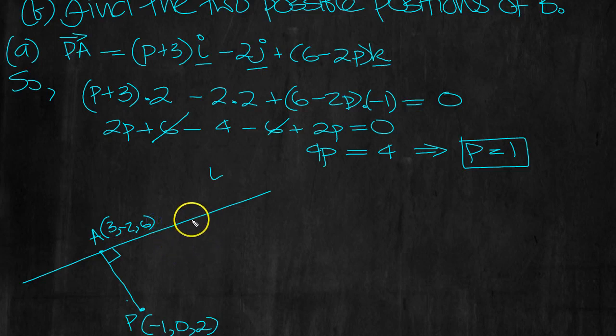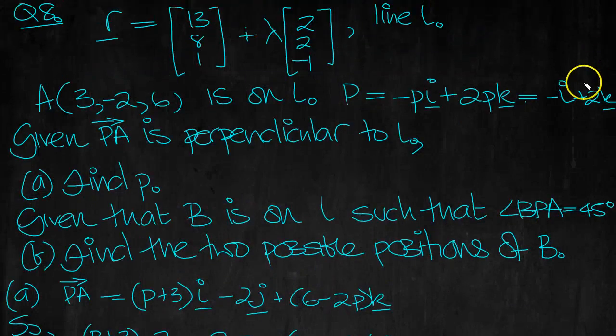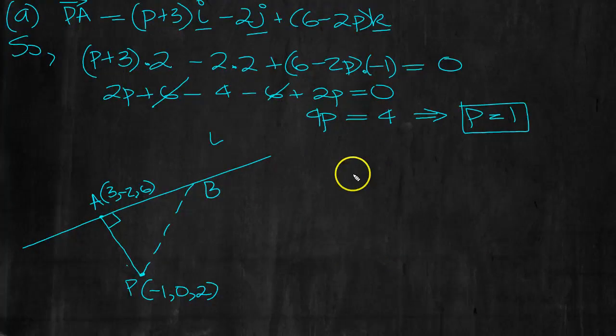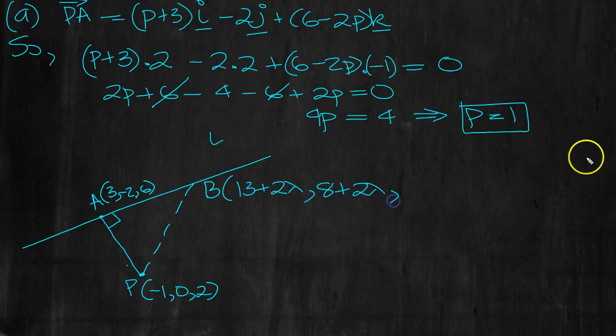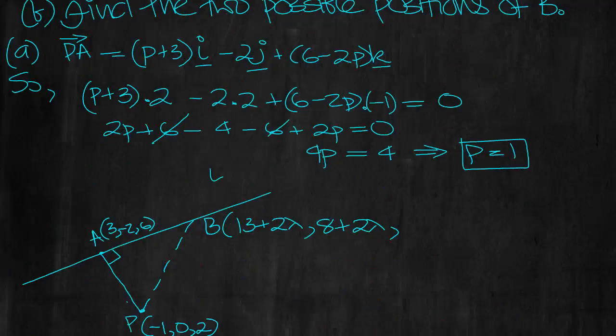And then B would be along here somewhere, wouldn't it? Like so. There's B. It's on the line L. So it's got coordinates 13 plus 2 lambda, 8 plus 2 lambda and 1 minus lambda, isn't it? 13 plus 2 lambda, 8 plus 2 lambda and 1 minus lambda.